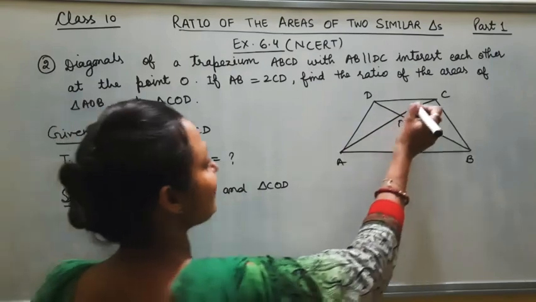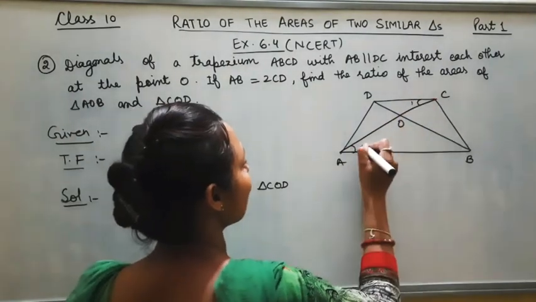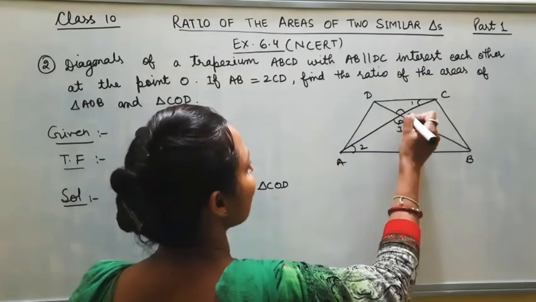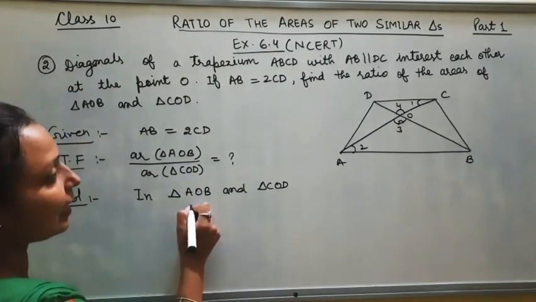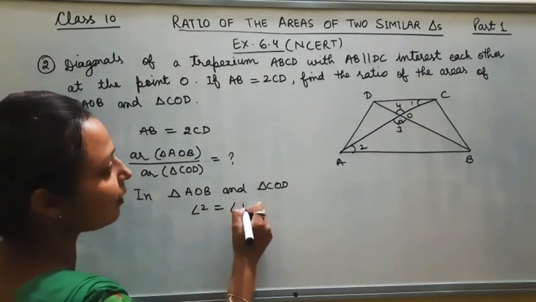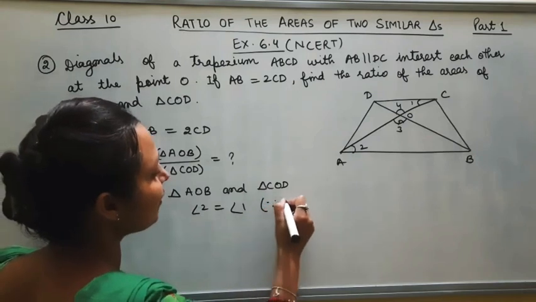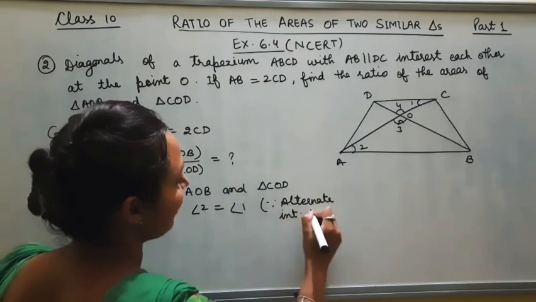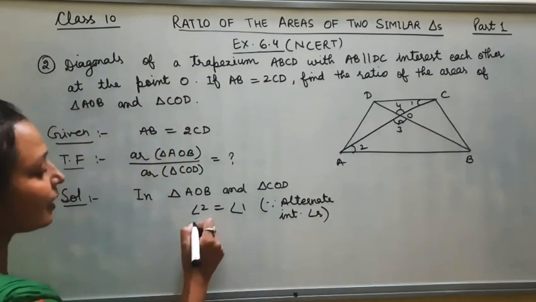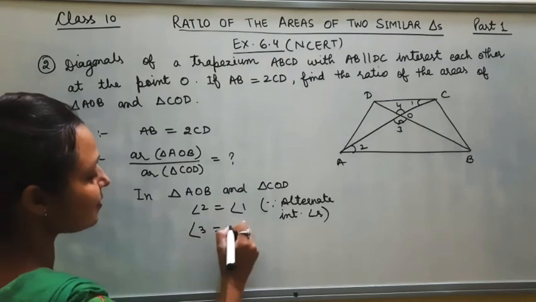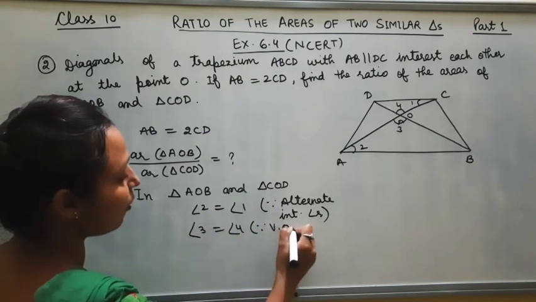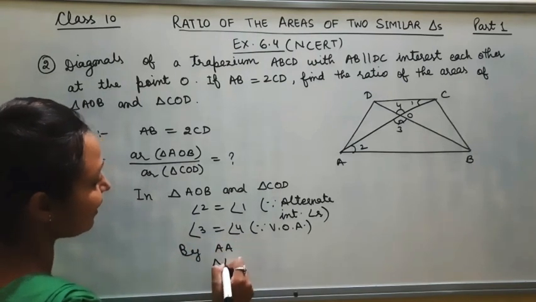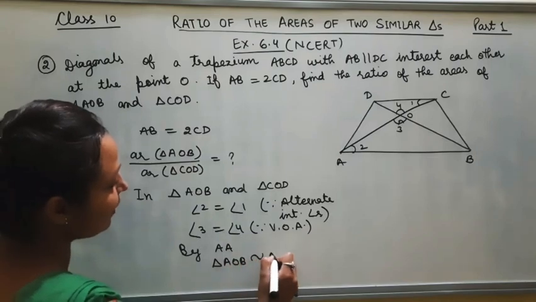These are the two triangles, this and this. Alternate interior angles: angle 1 is equal to angle 2, and angle 3 and angle 4 you can take as vertically opposite angles also. So angle 2 is equal to angle 1 because of alternate interior angles. Second, angle 3 is equal to angle 4 because of vertically opposite angles. By angle similarity, triangle AOB is similar to triangle COD.